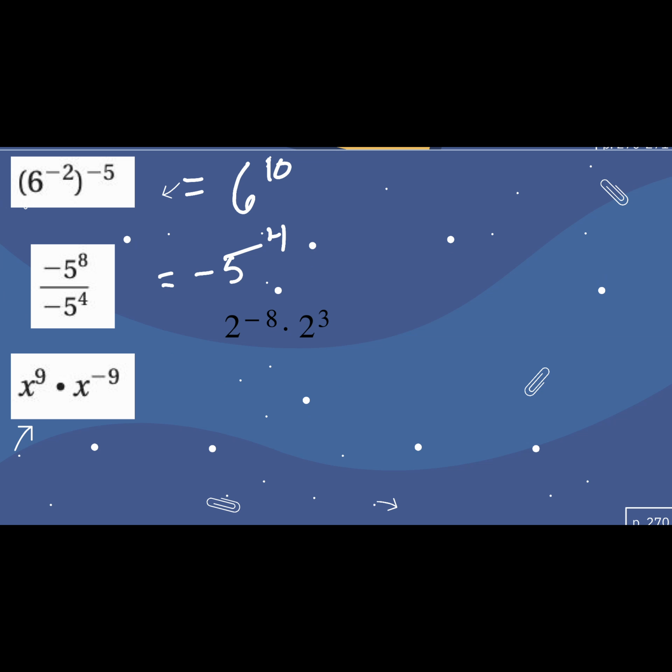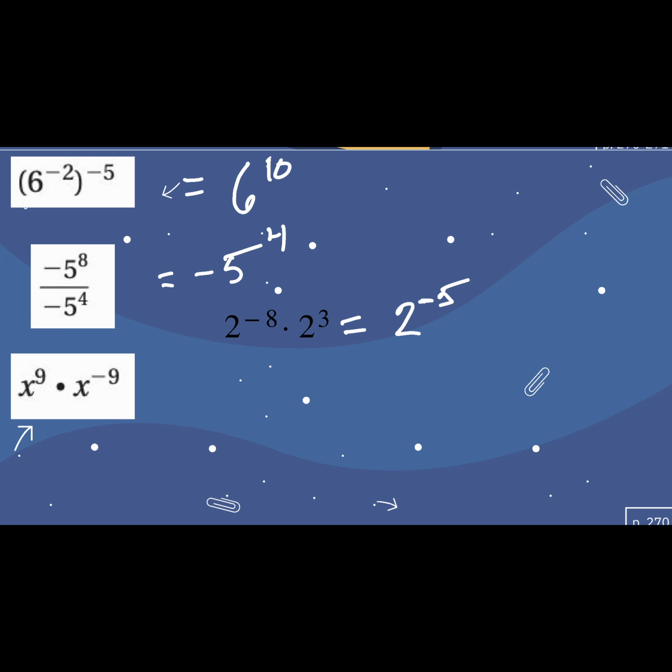Now I guess we'll go to this middle one. This is supposed to be on the bottom, but that's okay. If we have 2 to the negative 8 times 2 to the 3rd, I know it's kind of hard to see. But what would happen with those? What are we supposed to do? We know 2 is our base. What is our exponent? We're adding these. So -8 plus 3, -5.